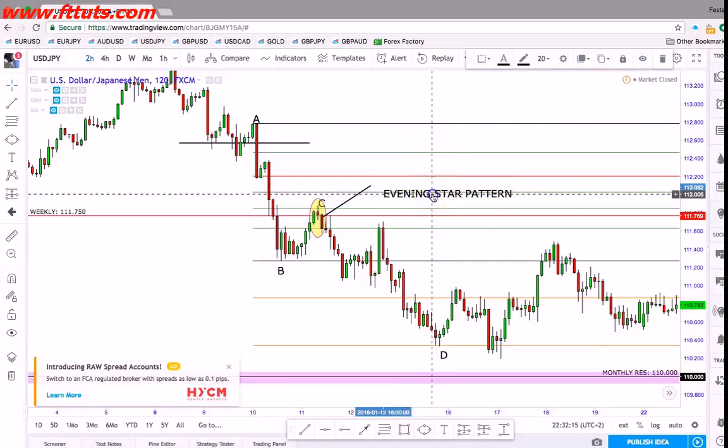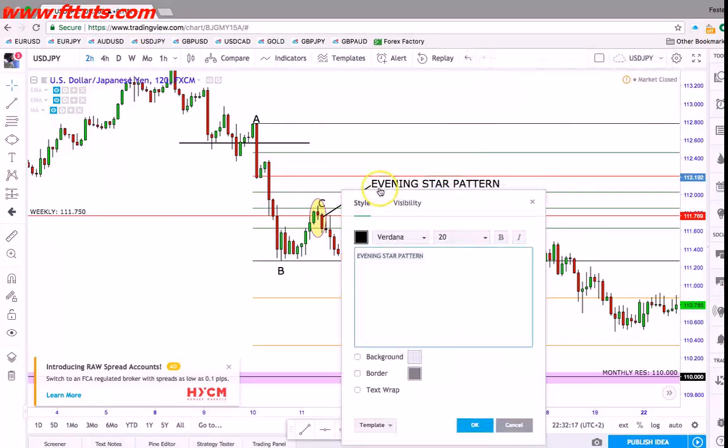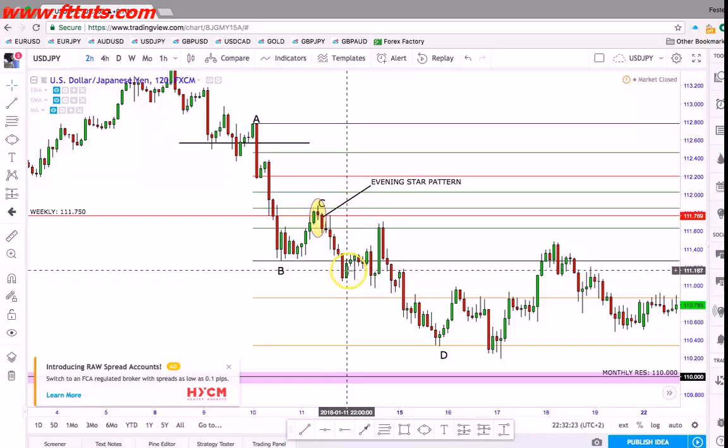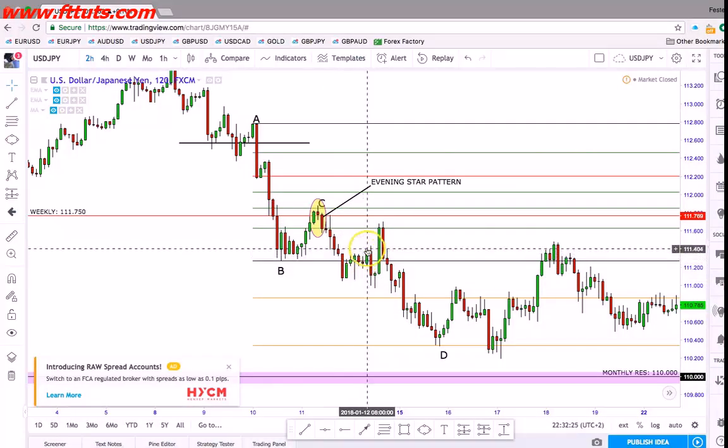So now I leave it there. You can make this obviously smaller. It's a bit too big. So you have an evening star pattern. Boom. Yes, price did bounce up again.